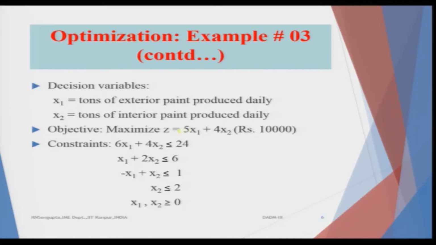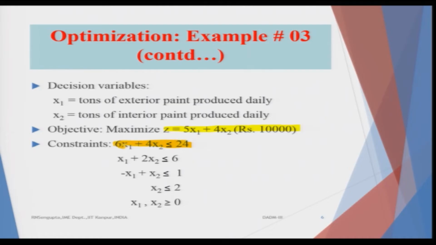So, we have already considered the maximization objective function. I will highlight it. This 10,000 is because per unit 10,000 was the addition. So, it was 5 into 10 to the power 4 and this was 4 into 10 to the power 4. That is why this value of 10,000 is coming. Now, let me highlight constraint 1.